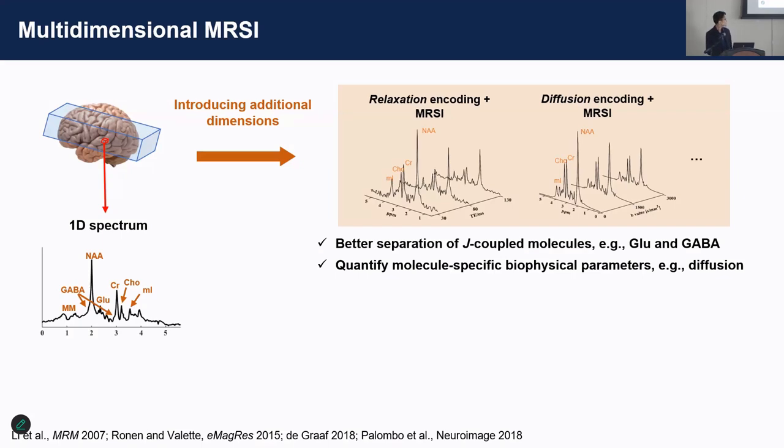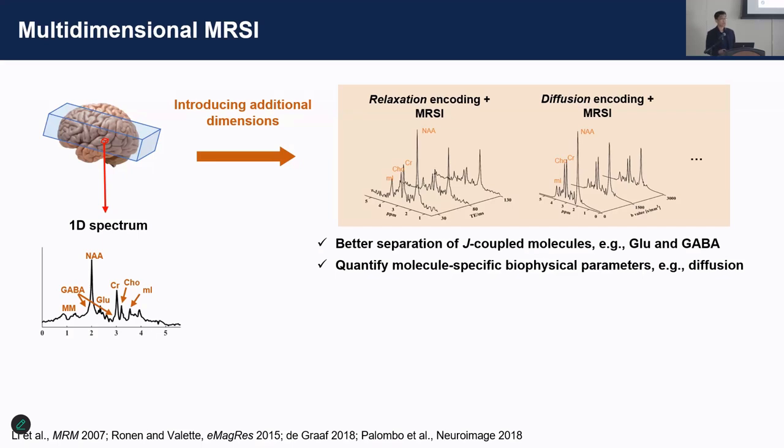If you look at this kind of relaxation-encoded spectroscopy, the signals don't simply follow a decay, such as what you see in the T2 decay in T2-weighted MRI. For example, signals coming from different molecules accumulate different phases, allowing you to better separate them and achieve better molecular specificity. You can also add diffusion encoding. You can derive molecule-specific biophysical parameters such as the diffusion coefficient for different molecules.